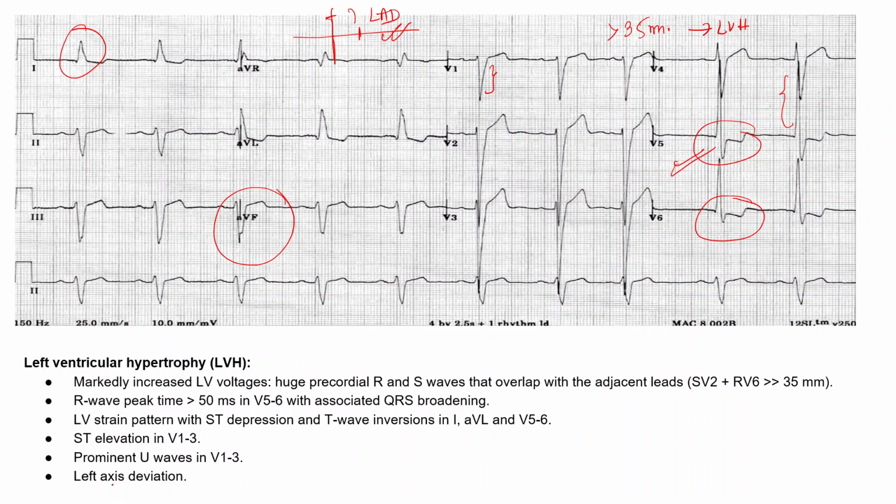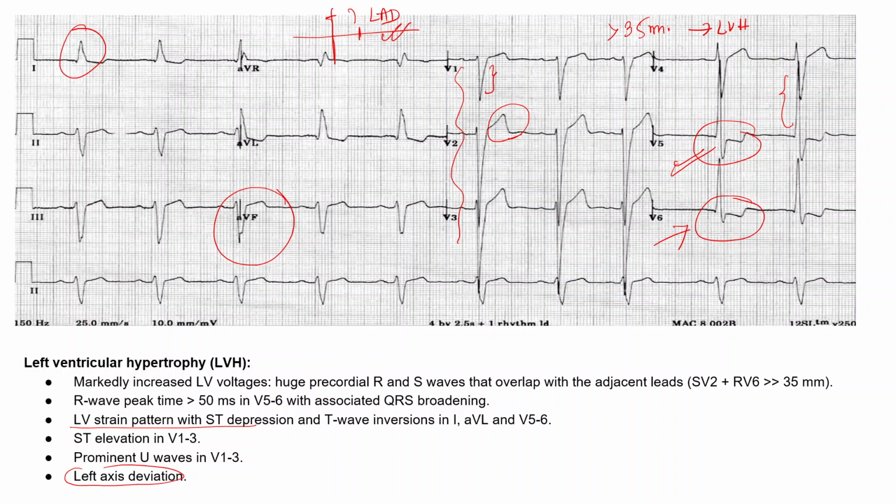So left axis deviation and the strain pattern. And of course, from V1 to V3, you will get ST elevation, because here there is a predominant S wave, so you will get a discordant ST elevation. In the lateral leads, the strain pattern will show ST depression, but the other leads like V1 to V3, these are right-sided leads. Here the predominant vector is downwards, so you will get ST elevation. In the lateral leads you will get ST depression. So both things are possible.